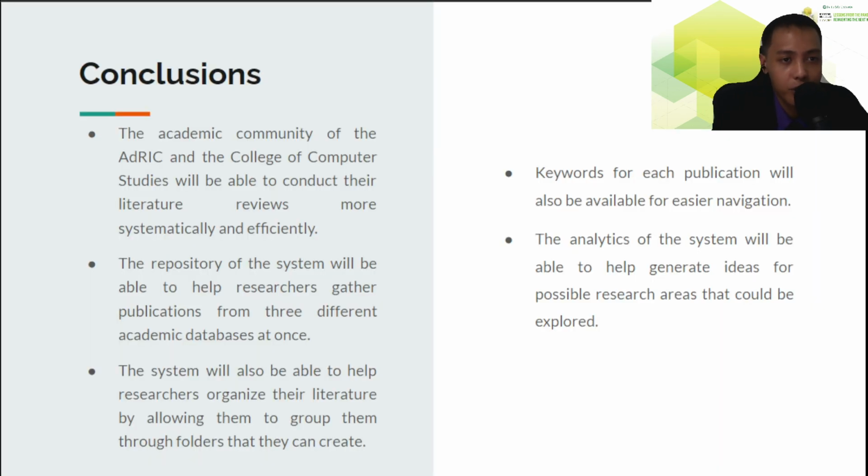With the use of the proposed system, researchers in AdRIC and the College of Computer Studies will be able to conduct their literature reviews more systematically and efficiently. The repository of the system will be able to help researchers gather publications from 3 different academic databases at once. The system will also be able to help researchers organize their literature by creating folders. Keywords for each publication will also be available for easier navigation. Lastly, the analytics of the system will be able to help generate ideas for possible research areas that could be explored.